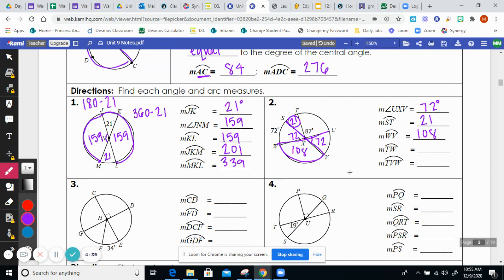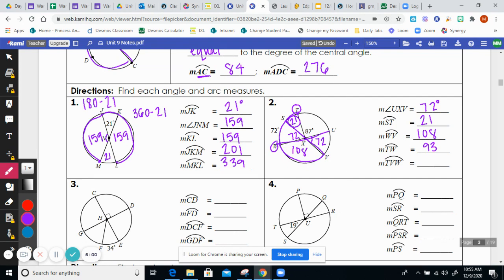And then I need to find TW. So TW. So if I start here at T, so here's T, and I need to end up at W. So I'm going to find the arc measure right here. So TW is going to be equal to what? All right, so I'm going to add 21 and 72, and I end up getting 93 for that one.